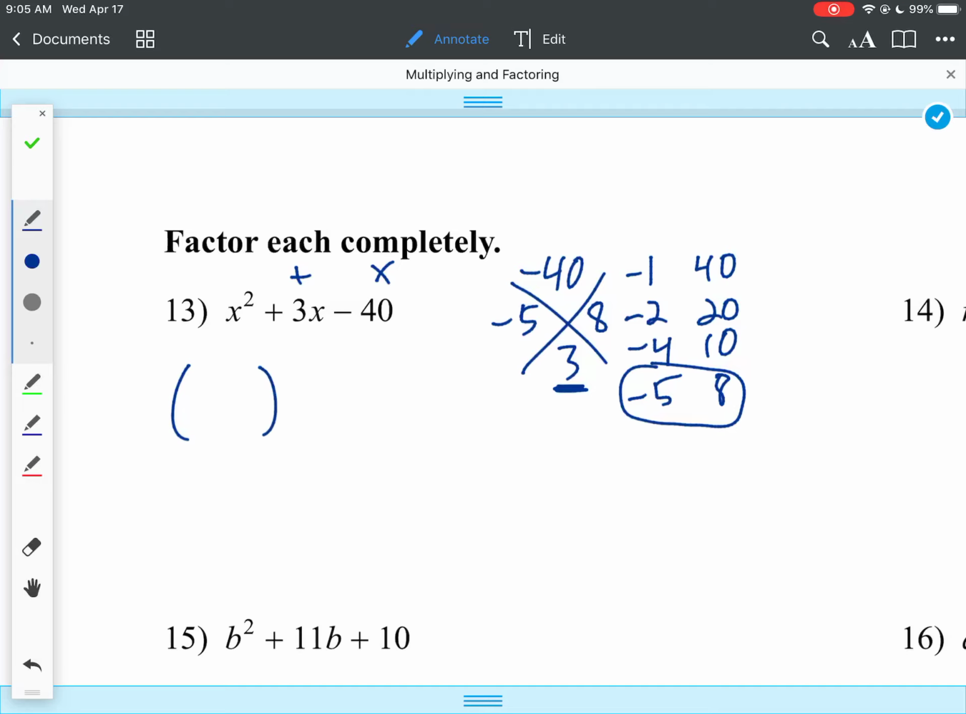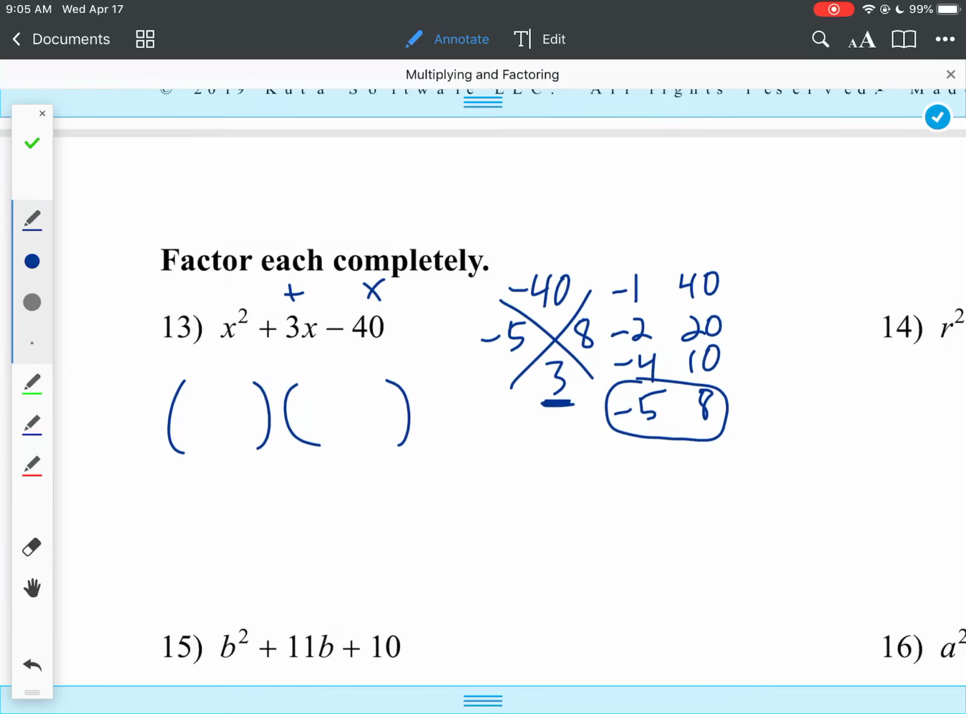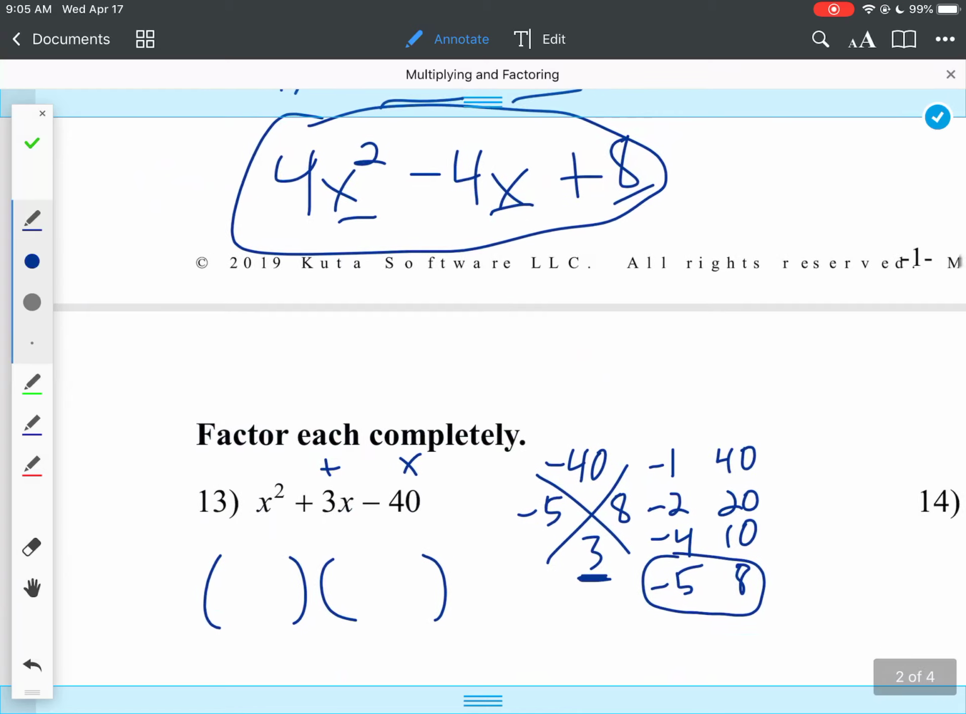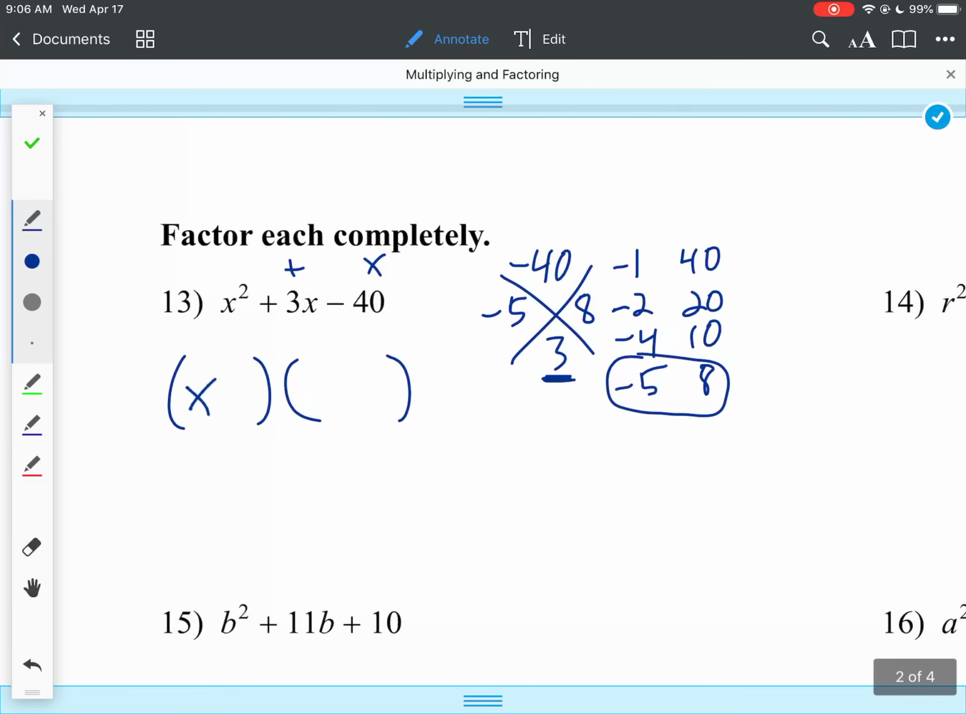So when we make our factors, remember it has to look like how this problem started, right here. 2 sets of parentheses with an x in the first term, okay? And then we put our numbers. We got minus 5 and plus 8. All right, I'm going to do another one.